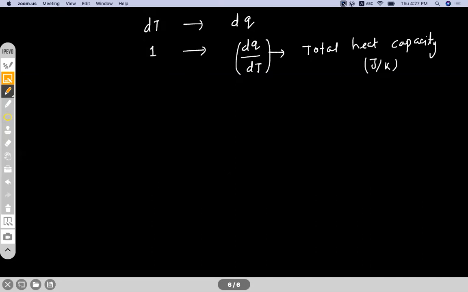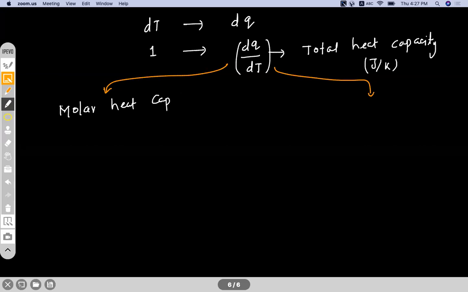Different substances will have different heat capacity. This heat capacity is of two types actually. We can say that we have taken 1 mole of substance, correct? And we can say we have 1 gram of substance, correct? The amount of heat required to change the temperature by 1 degree Celsius of 1 mole of substance, we call it molar heat capacity. If you take 1 gram, then it is specific heat capacity. Simply we call it specific heat.